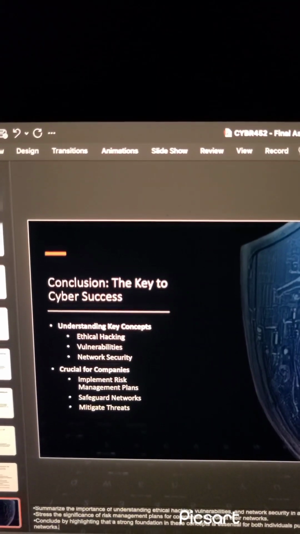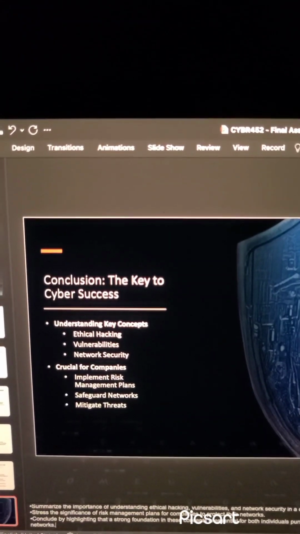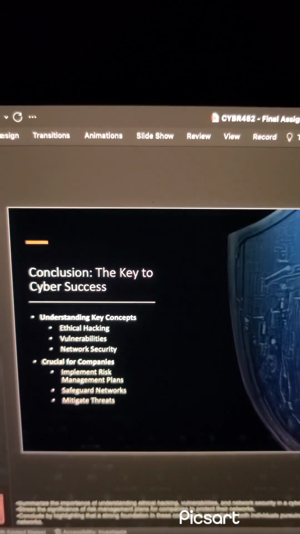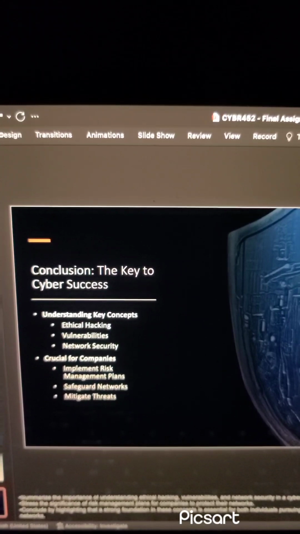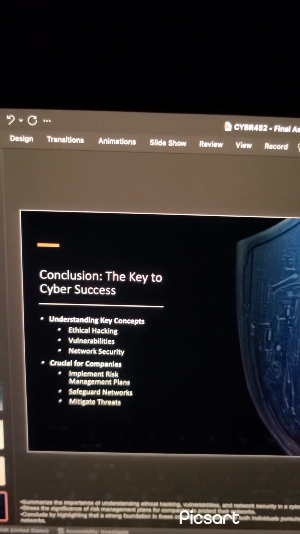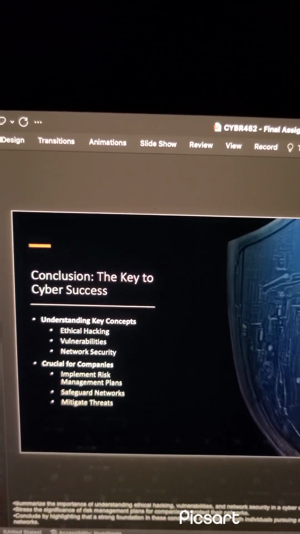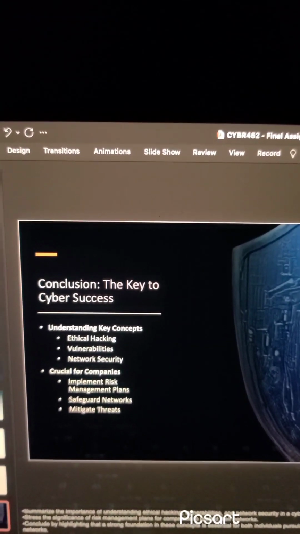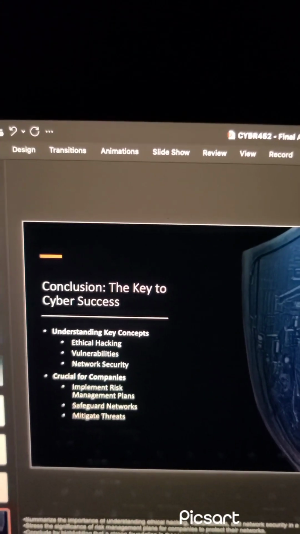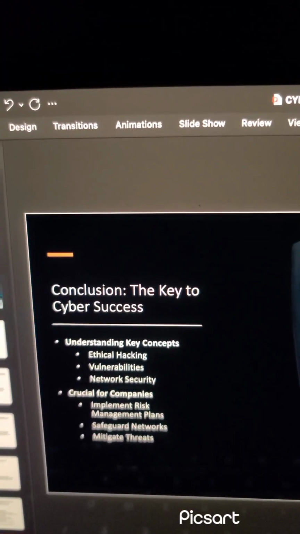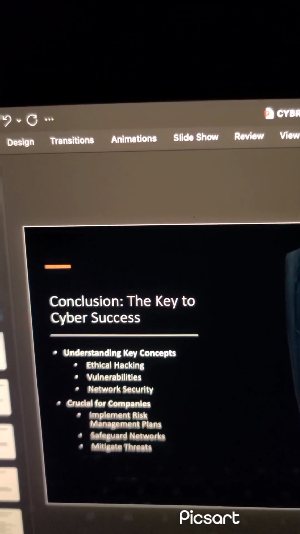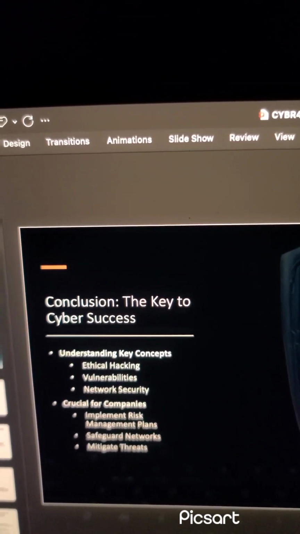And lastly, we have the conclusion, the key to cyber success. Understanding the key concepts. We've gone over the key concepts, which include ethical hacking, vulnerabilities, and network security. And then we have the crucial components for companies: implementing risk management plans, safeguarding networks, and mitigating threats. Personally, I'd like to emphasize how vital it is to grasp ethical thinking, vulnerabilities, and network security in the cybersecurity field.